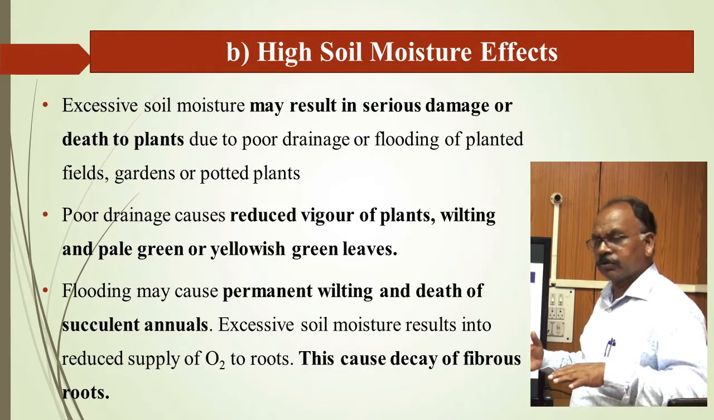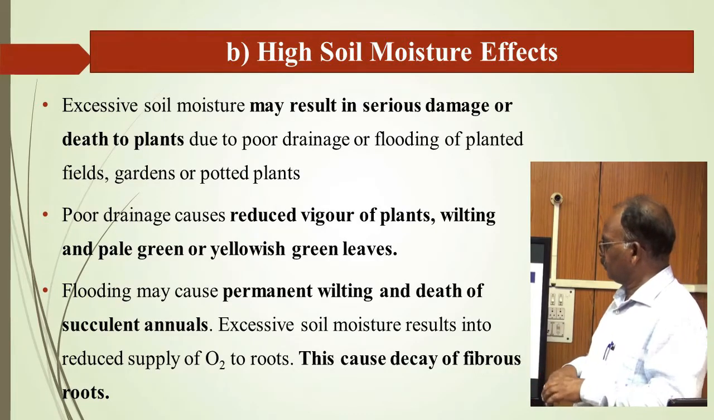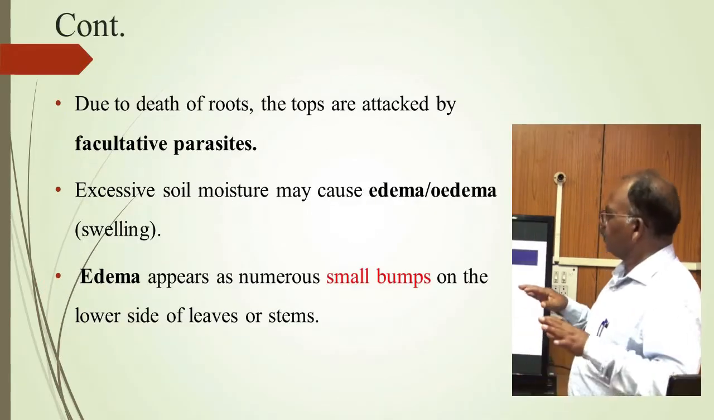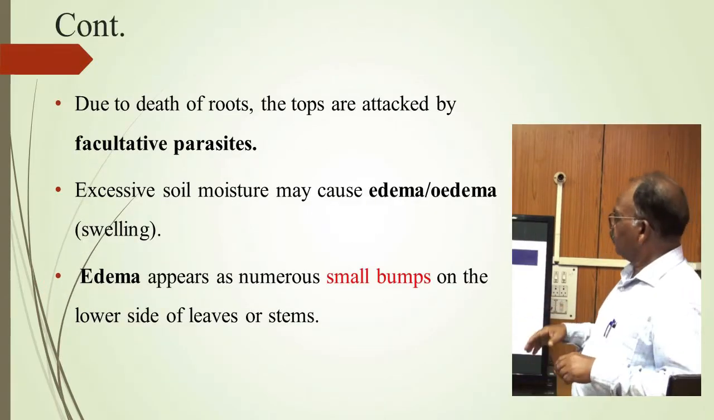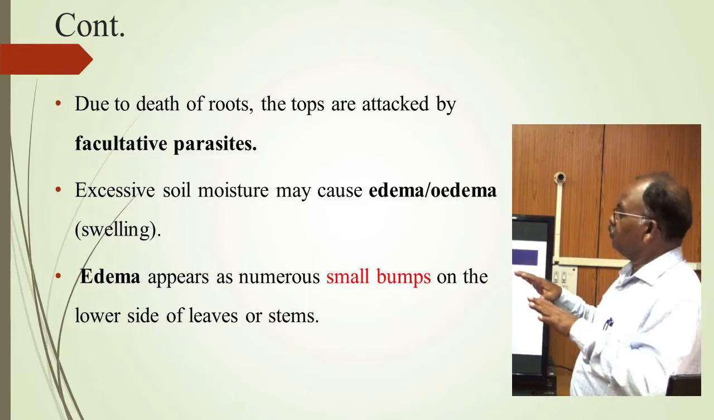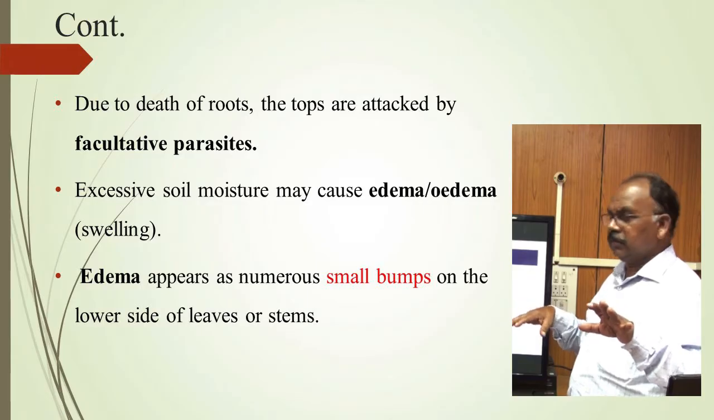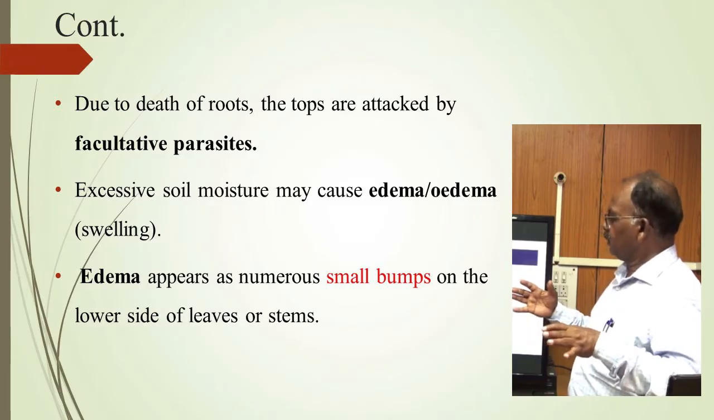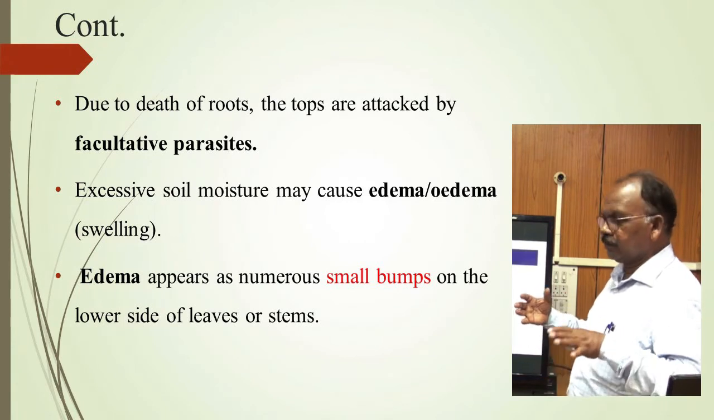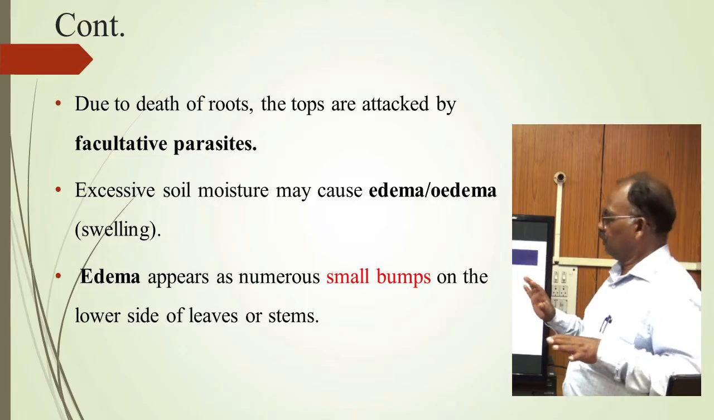And excessive soil moisture results in a reduced supply of oxygen to roots. This causes decay of fibrous roots. Due to death of the roots, the tops are attacked by facultative parasites. What do you mean by facultative parasites? Facultative parasites are those organisms that are basically saprophytes, but under certain conditions they become parasites. That is called facultative parasites.